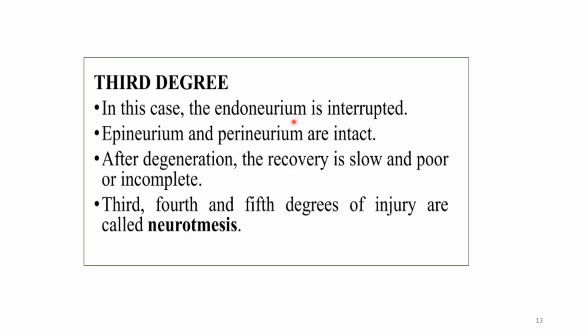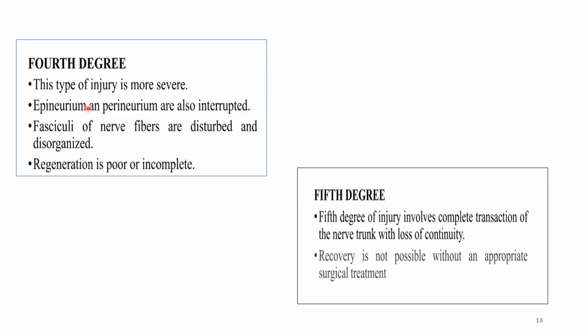Third degree, here the endoneurium is interrupted, while epineurium and perineurium are intact. After degeneration, the recovery is slow and poor and may be incomplete. Third, fourth, and fifth degree injuries are called neurotmesis. Fourth degree. This type of injury is more severe. Epineurium and perineurium are also interrupted. Fasciculi of nerve fibers are interrupted and disorganized. Regeneration is incomplete and poor. Fifth degree. There is complete transection of the nerve trunk. Recovery is not possible without surgical treatment.